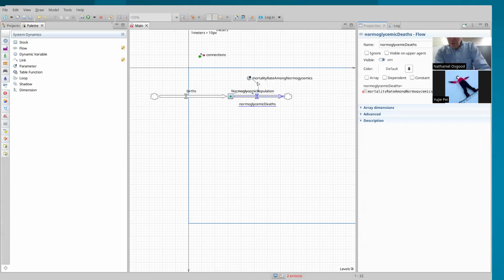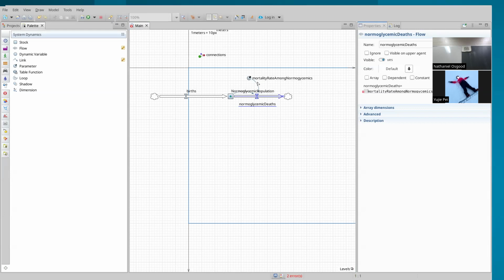So, mortality rate among normal glycemics times normal glycemic population. Okay, there. Let's break this down. Let's be clear about what's going on. We have some number of people who are at risk of dying. If that number were 0, the number of deaths per unit of time will be 0. If there's no one at risk of dying, nobody's going to die.